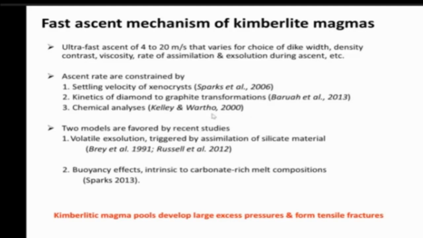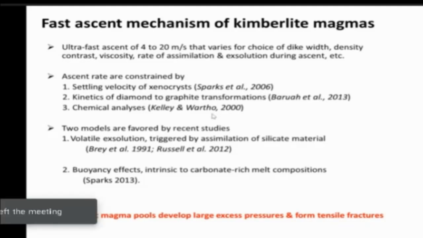What events prevail in the magma source zone that facilitate this fast ascent mechanism? Two particular models have been given by recent studies. In the first model, they consider the exsolution of the volatile fraction present in the magma, which triggers assimilation of the silicate materials, and because of this exsolution, it sustains the high energy required for the very fast movement of this low viscosity magma. The second model considers the buoyancy effects intrinsic to the carbonate-rich melt composition.